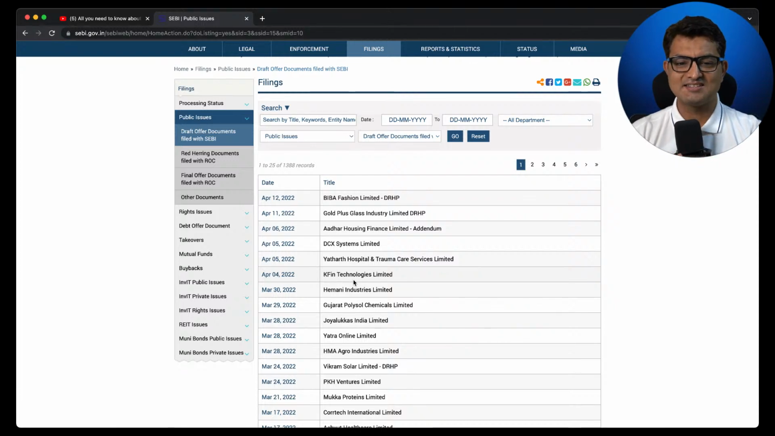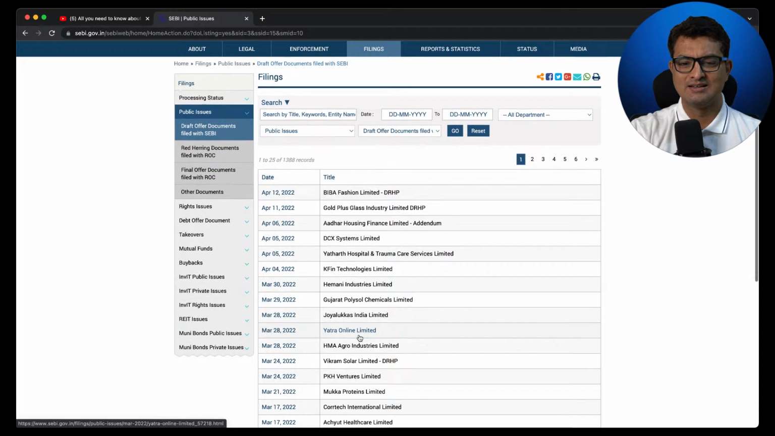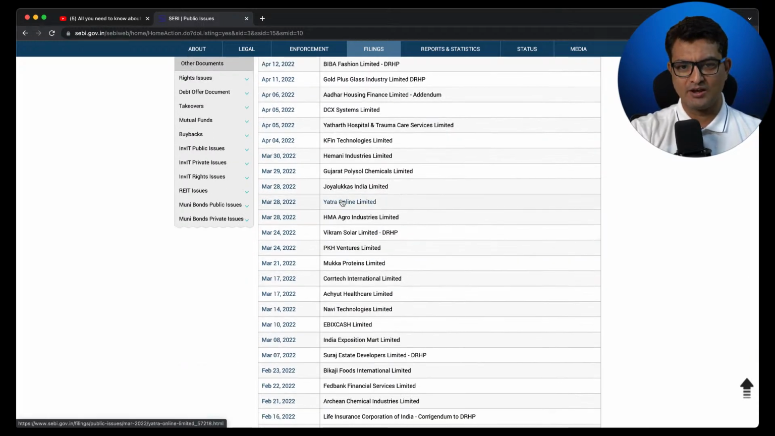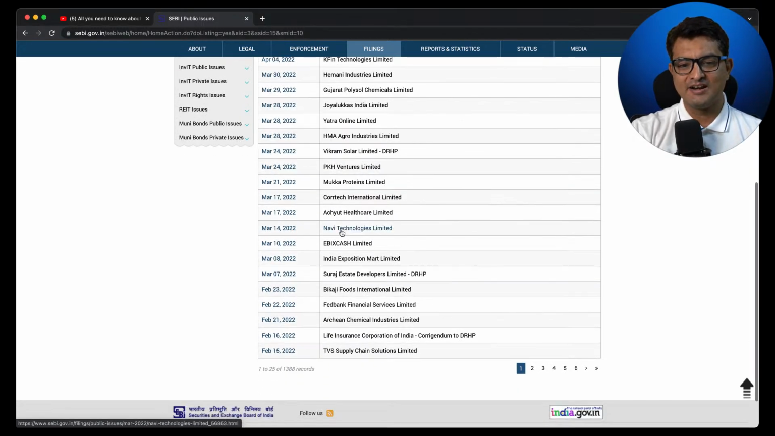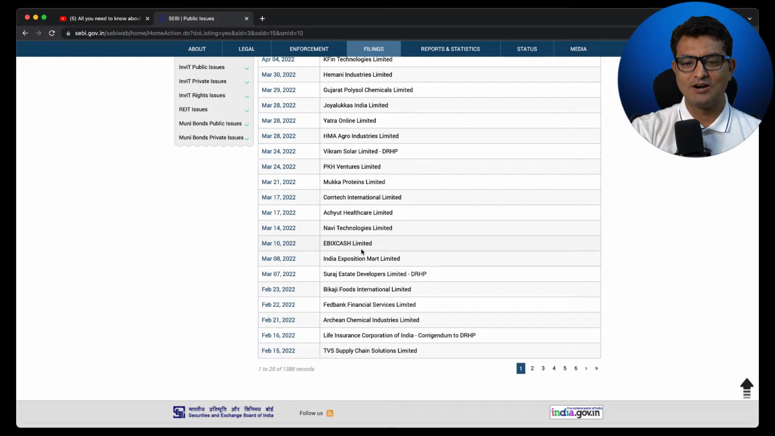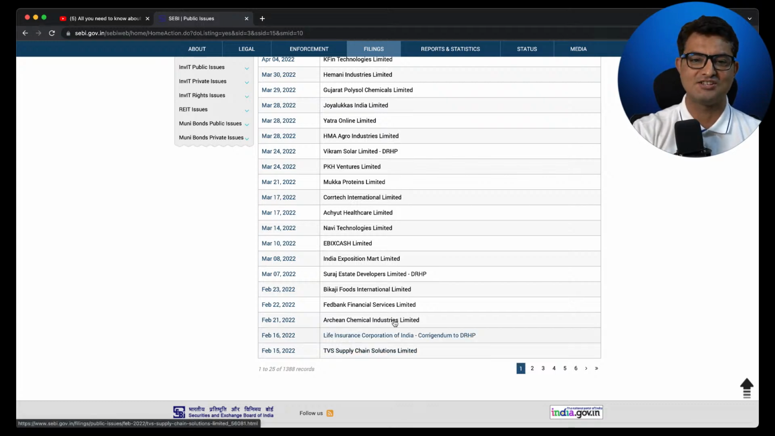So for any company, you can find the DRHP here and go through it. And the quick hack is, if you want to analyze any particular industry, like if you want to see what the online tourism industry is doing, like ticket booking agents, you can go to Yatra Online's DRHP. If you want to see what fintech companies are doing, you can go to AbCash Limited and understand what they are doing. If you want to understand what supply chain solution companies in India are doing and what the sector looks like, just go to TVS Supply Chain Solutions.